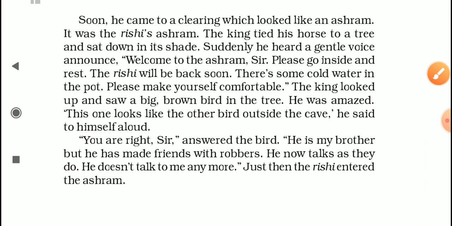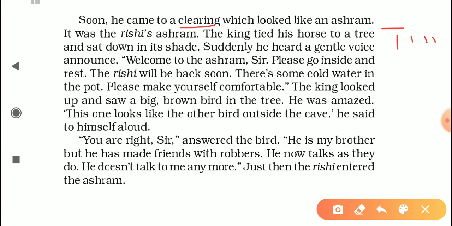So he came to a clearing. What is the meaning of the word clearing? See, up till now he was inside a forest. So if this is a place, there were many trees, it was full of trees. But then he came to a place which was a clean place. There were not that many trees. He can see outside. So that was called a clearing, which looked like an ashram.